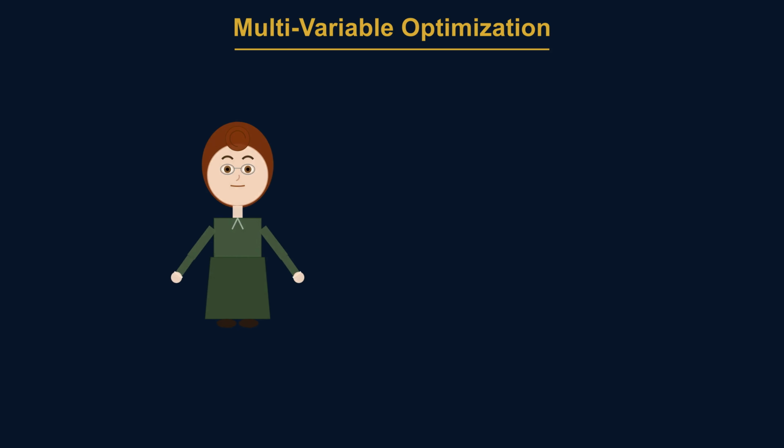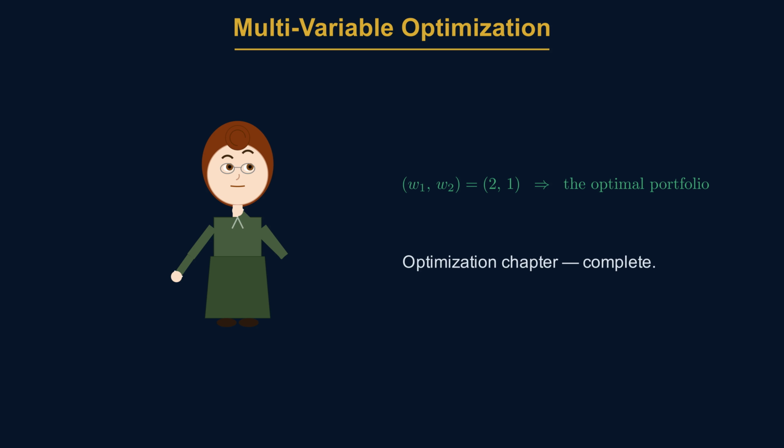Ruth gets up from her desk. She has the second half of the optimization chapter finished. The framework can find a candidate portfolio and certify whether it's actually optimal, not just a stationary point.